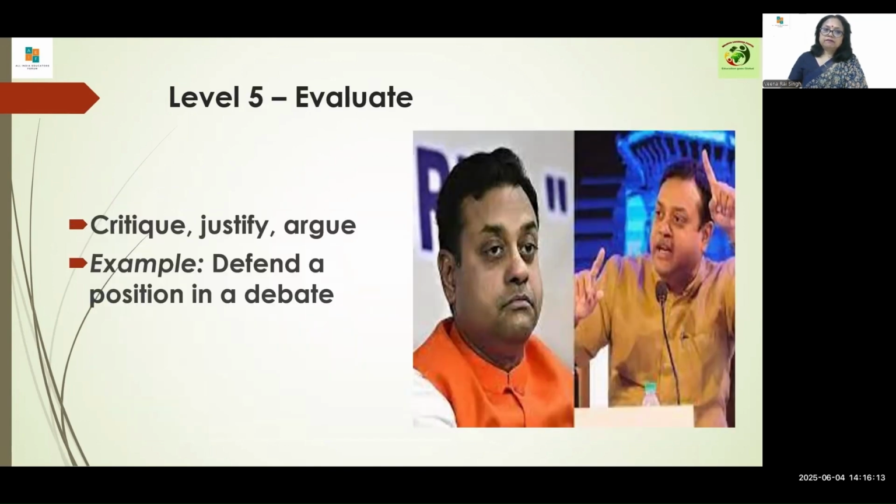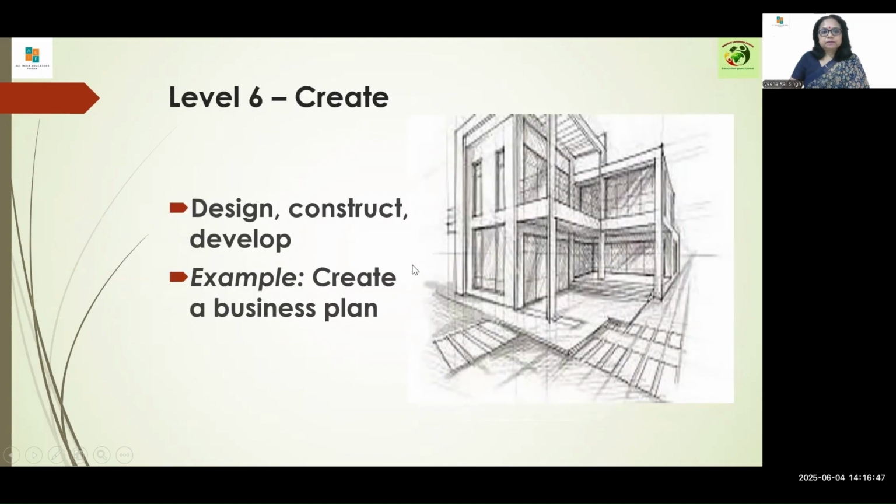Talking about level 5 now, which is evaluate. Let's see how this can be taken care of. It is basically about how it can be done in the classroom. It can be done with questions like criticize, justify, or argue. So a debate in the classroom on a particular topic, where the child is going to talk for and against, can be taken up as an evaluate question.